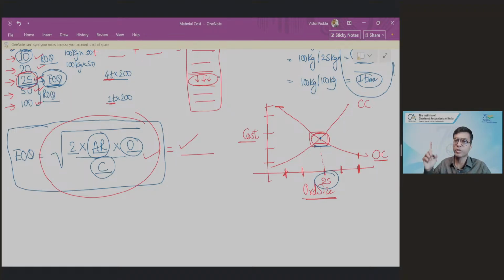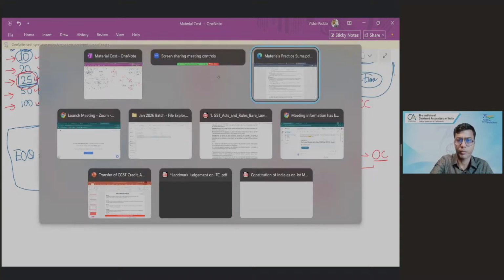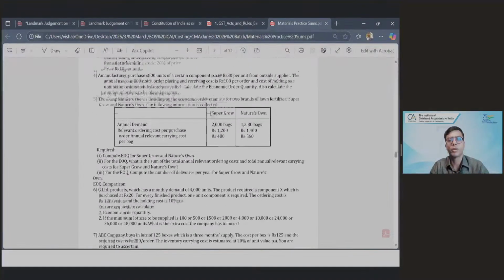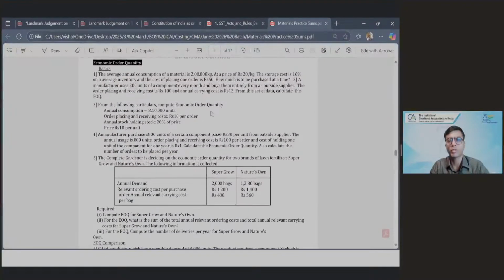At times in the question, they may give you quantity of final product. You cannot take final product quantity because you have to determine your EOQ, which is of materials. So you have to take the quantity of materials only. Fine. Now with this, we are in a position to go to sums.